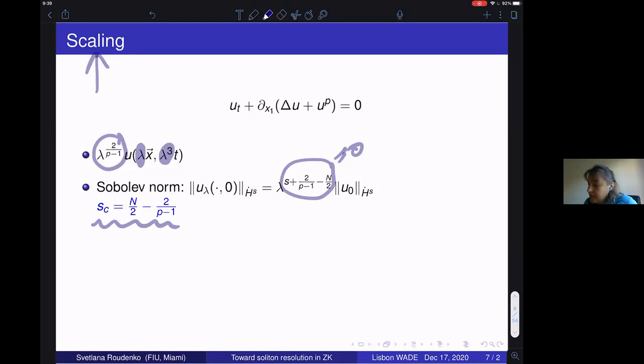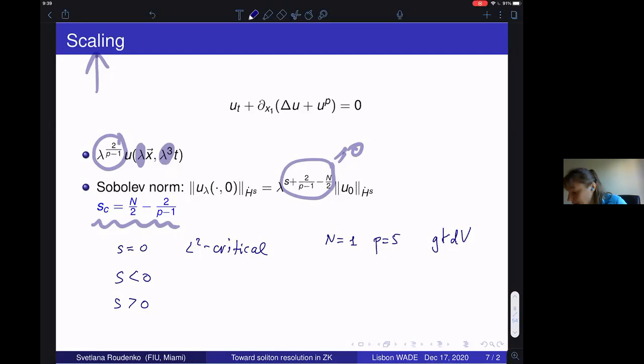The main cases which we typically want to consider are s equal to 0, s less than 0, and s greater than 0, right? The first case will be called L2 critical. If you think about n equals 1, then that's exactly p equals 5. This is the case of gKdV, the quintic power.